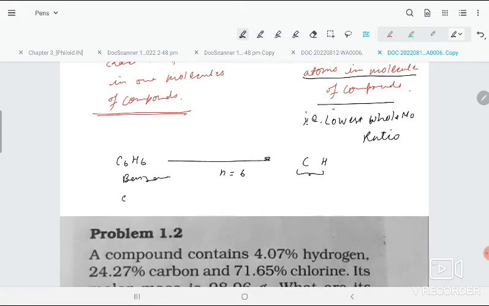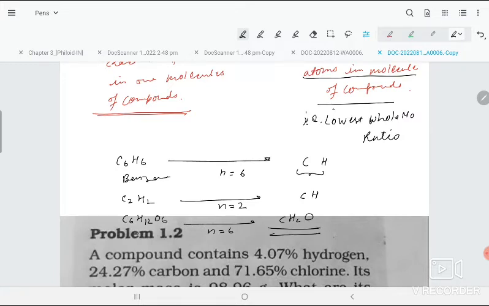Now you can go for this one. Suppose you are taking C2H2. Again here n factor is equal to 2. Common factor is 2, so it is going to be CH. That is the empirical formula. Now you can go with C6H12O6. Now n factor is again going to be 6, so it is going to be C, 6 by 6 is 1, 12 by 6 is 2. So CH2O. This is the empirical formula.